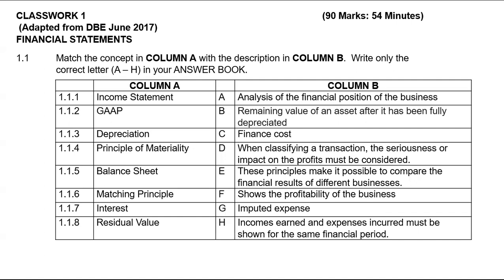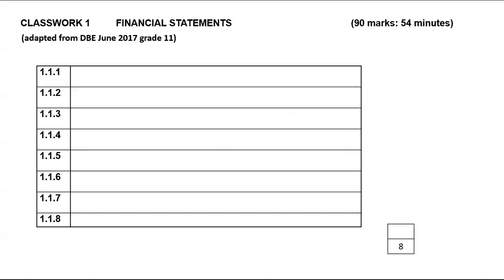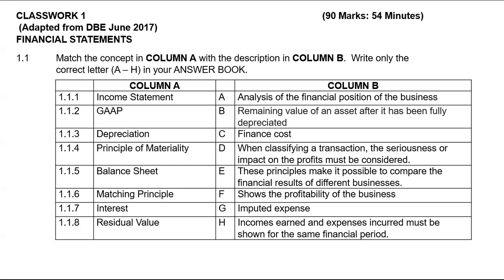And what we have in the answer book is basically the numbers. We just need to write whatever matches 1.1. You just write the letter, which is the description that matches the concept, from 1.1 up to 1.1.8. Normally, when I do this, I will read through all my descriptions so that when I start reading the concept, it's easy for me to identify which description matches that concept.